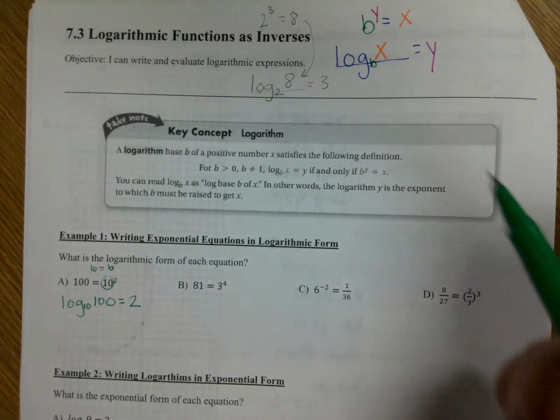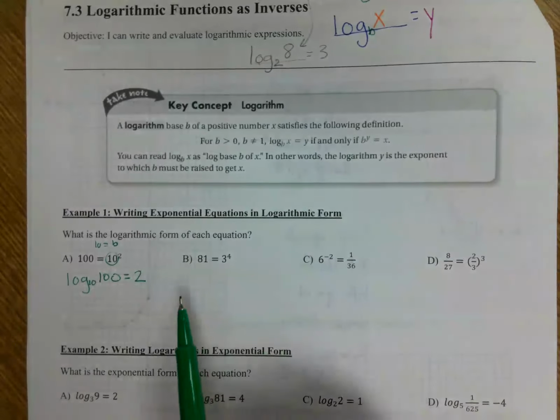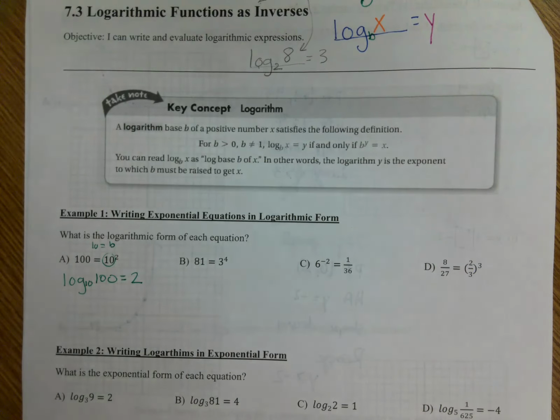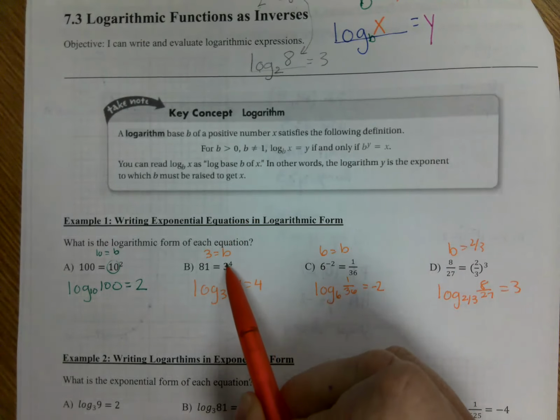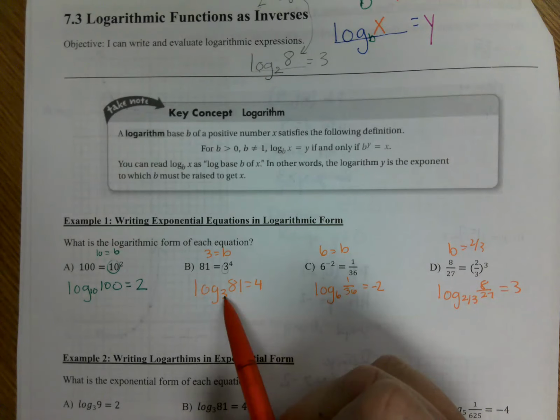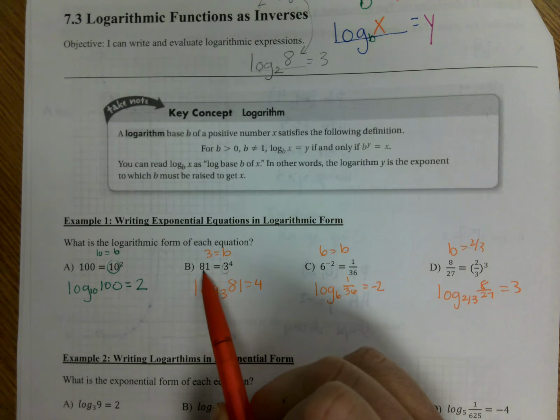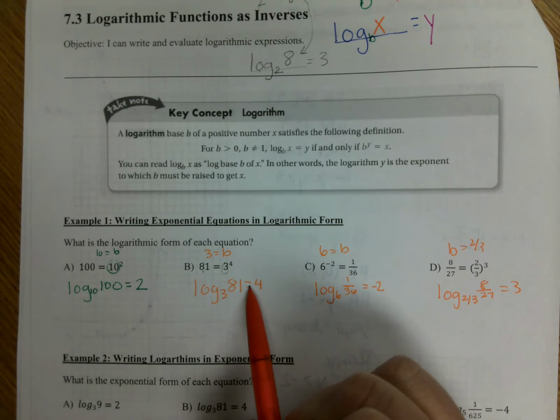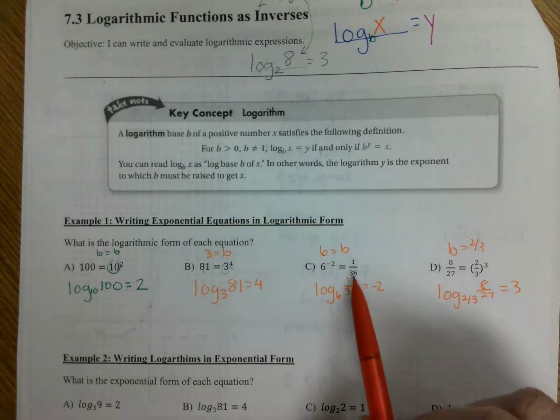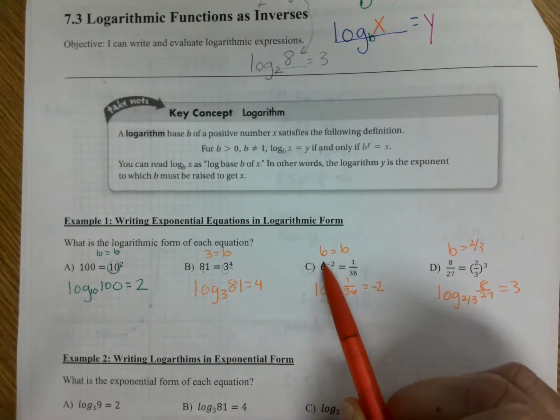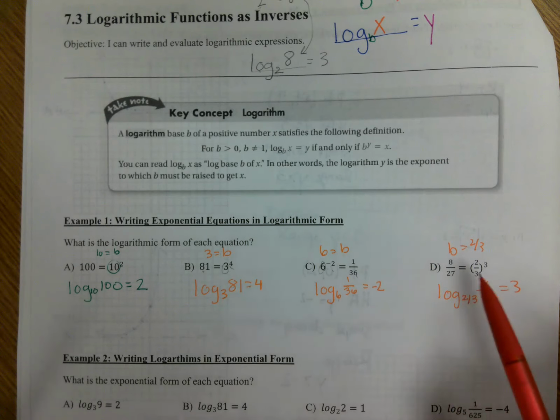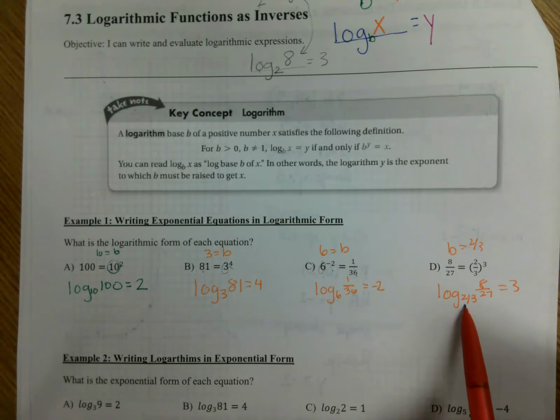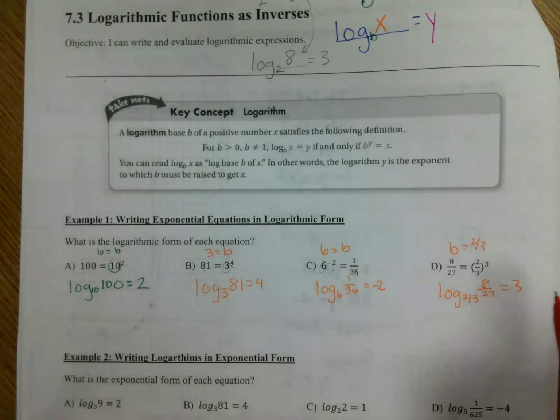So again, looking at this as a reference, I want you to try to rewrite B, C, and D. So pause the video and try to write B, C, and D. So here my base is 3. So I have a log base 3 of 81, whatever this is equal to, is equal to your exponent. Here I have a log base 6 because 6 is my base. Whatever it's equal to is equal to your exponent. And log base 2/3 of 8/27 is equal to 3.